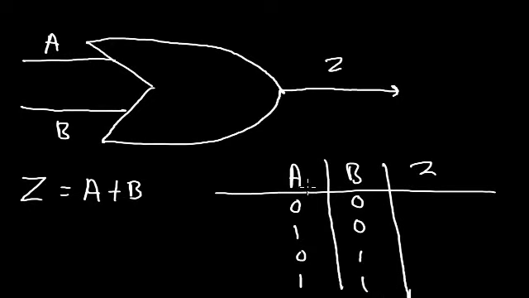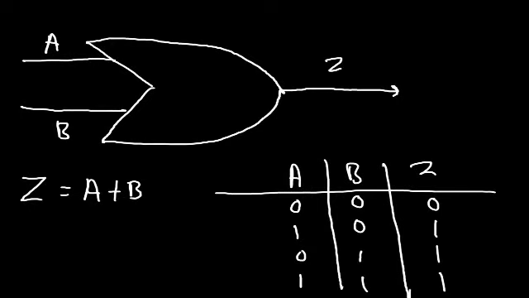Now, when A is 0, B is also 0. 0 plus 0 is indeed equal to 0. But 1 plus 0 is 1, and 0 plus 1 is also equal to 1. And finally, 1 plus 1 will result in 1, according to the logical addition rules. So 1 plus 1 is going to be equal to 1. That is, true plus true will result in true.